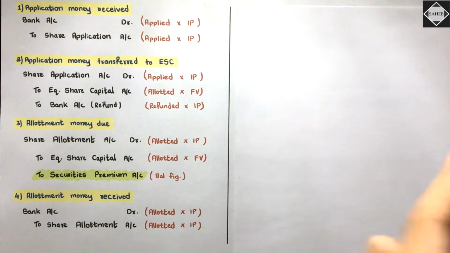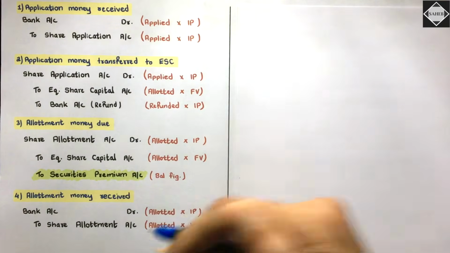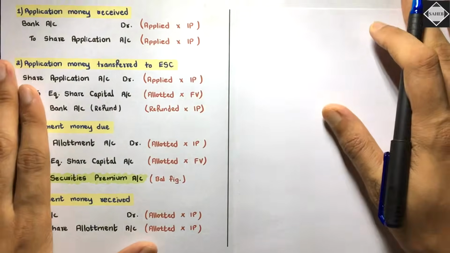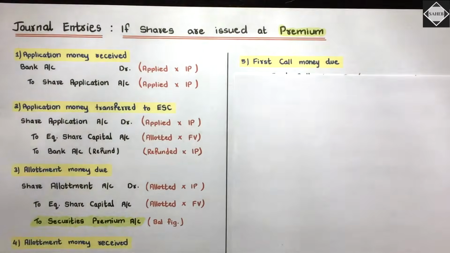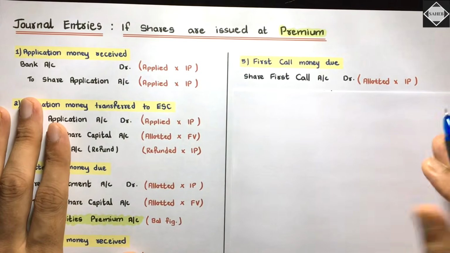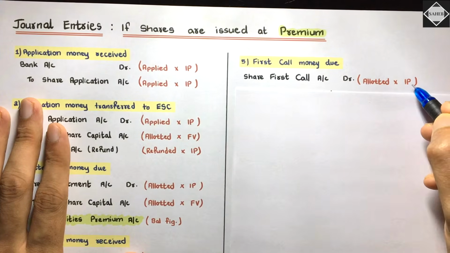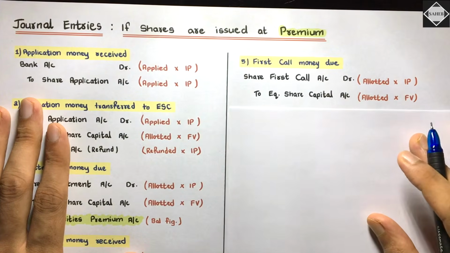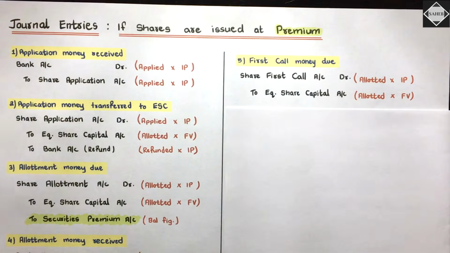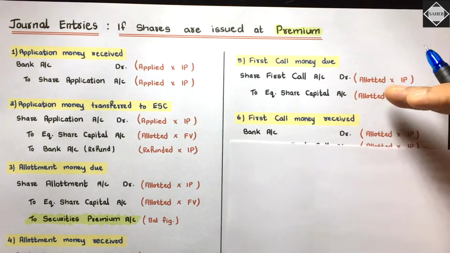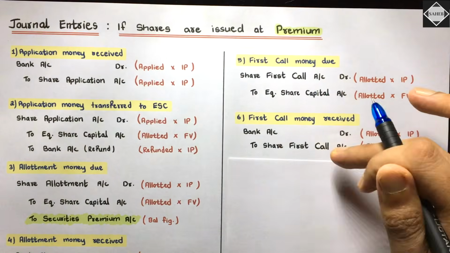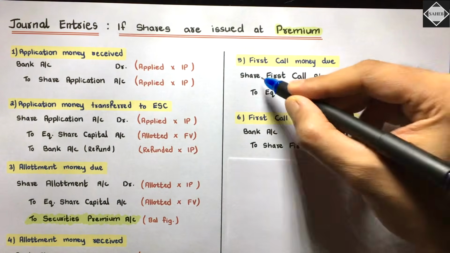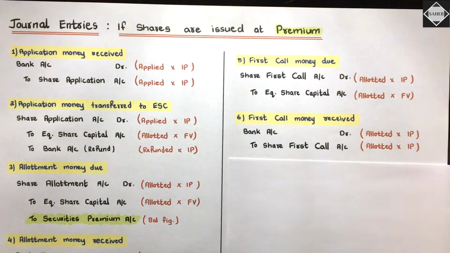Now the same thing will happen with first call and final call. There is no premium. Like in par you saw, the same thing, due and receive like that. So here, first call money due. On first call, how much? 1 rupee. First call, allotted into IP, 1 lakh into 1, that is 1 lakh to equity share capital. The same way as it was in par. First you have to make it due, then you will receive it. First call to share capital, then bank account to first call. Here it is debited, here it is credited, it got cancelled, right?